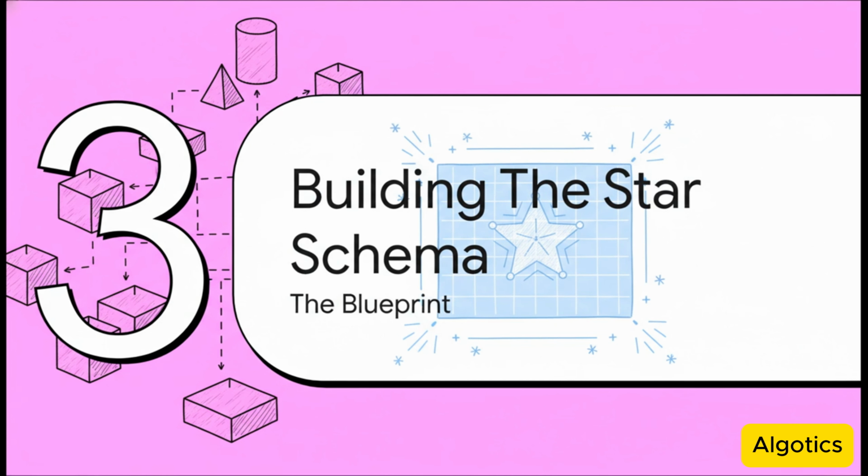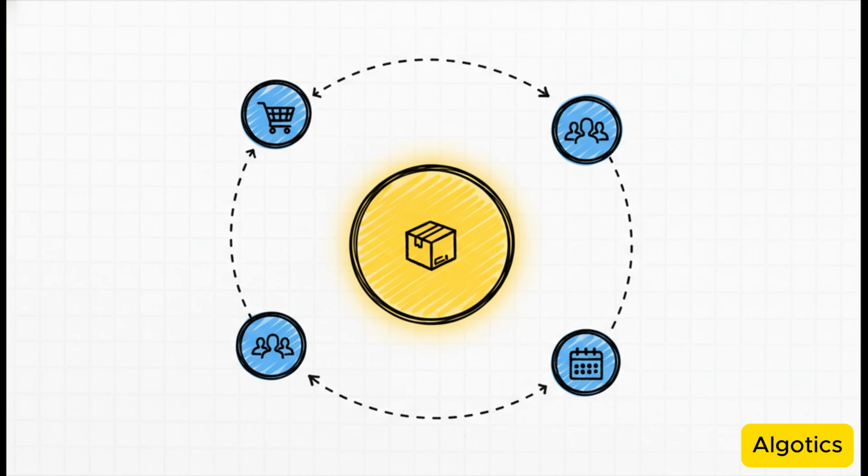Okay, so we've got our building blocks. Now it's time to look at the blueprint. Let's see how we put these together into this really elegant and incredibly powerful structure called the star schema. At the very heart of our model, the sun in our little data solar system is the shipments table.